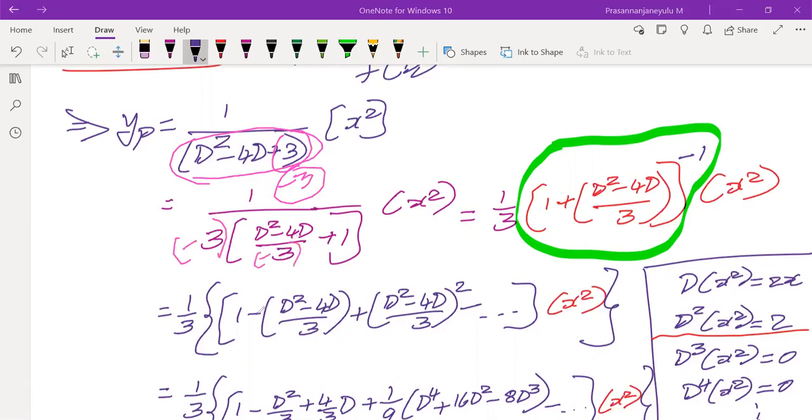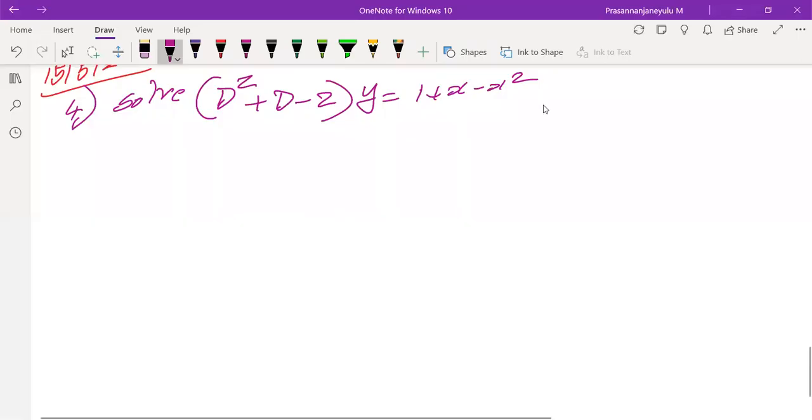Okay, and here you can see, this will become 1 minus d square minus 4d by 3 whole power minus 1. It is in the form of 1 minus x whole power minus 1. Clear? So yes, this is our problem.